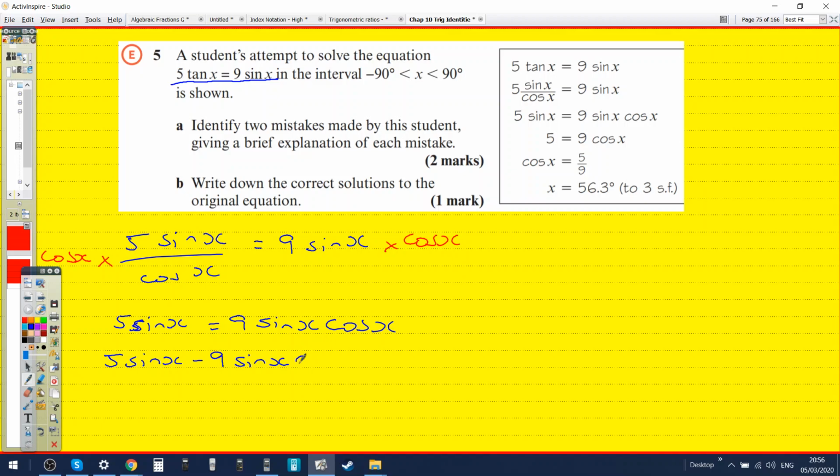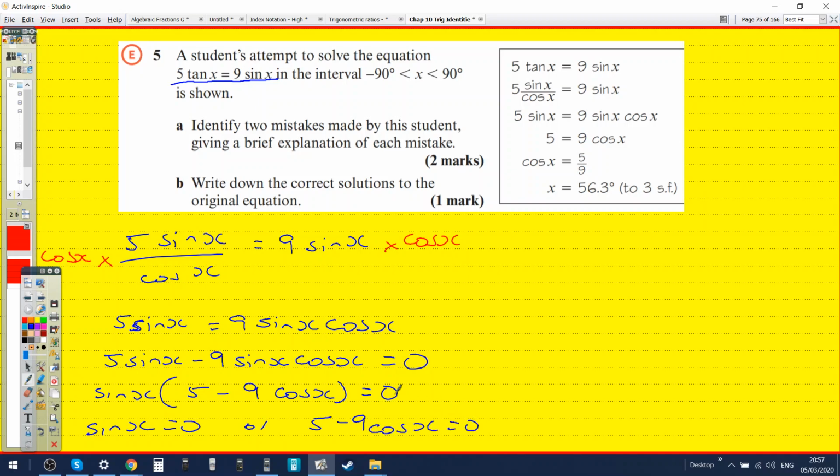If I was to bring these onto one side together, what could you do? Factorize them. Yes, and so if you factorize it, basically one bracket is what you would have gotten if you divided by sine x, and so you get sine x is 0, or the bracket is 0, and that way you solve what is in the bracket as well as this one, so you get the additional answers of 0 and 180, or whatever it is for this one.